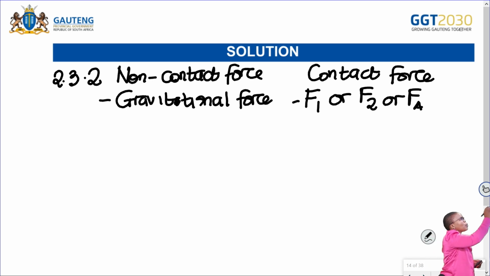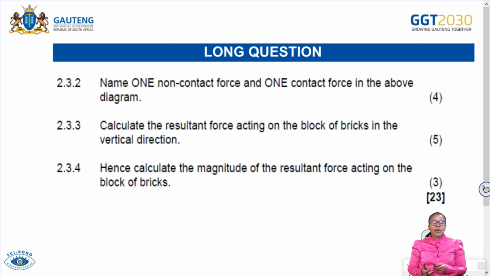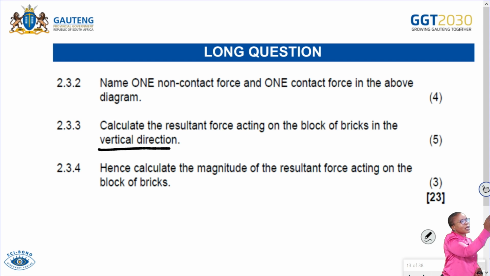And then let's look at 2.3.3. It says: calculate the resultant force acting on the block of bricks in the vertical direction. So we're looking for the vertical direction, which is your y-axis. Therefore, we want the resultant of all the forces acting in the vertical direction, because they specifically said the vertical direction. Let's look at the diagram.